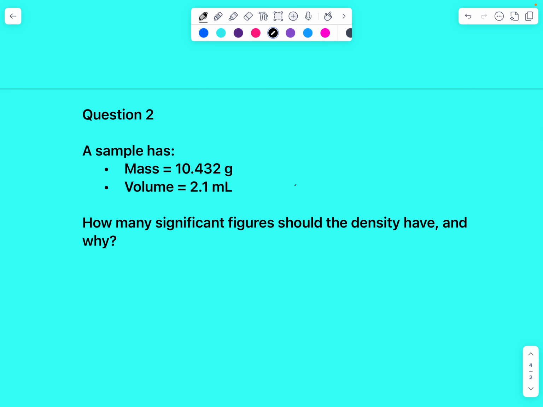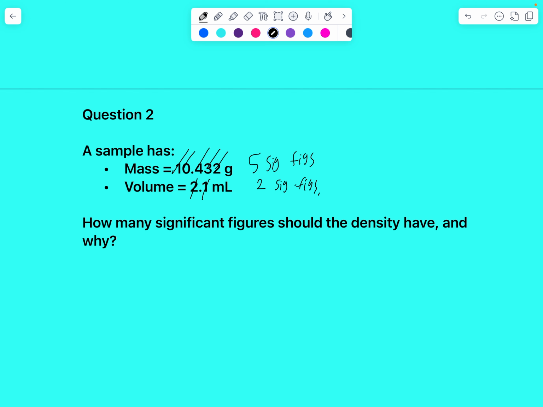Look at question 2. A sample has a mass of 10.432 grams and a volume of 2.1 milliliters. How many significant figures should the density have and why? So let's count this together. We have 1, 2, 3, 4, 5. We have 5 sig figs. Here in the volume, we have 2 sig figs, right? The final answer must have 2 significant figures because the volume measurement limits the precision of the calculation.